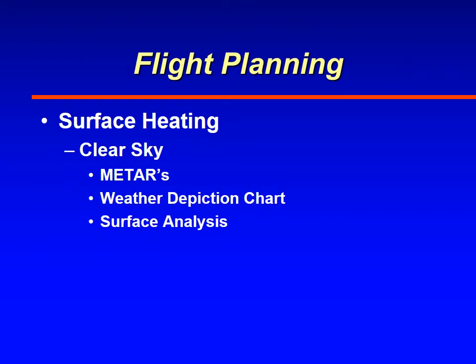So first, there are two different things that cause convective turbulence: either surface heating or cold air moving over a warmer surface. We're going to look at surface heating first. And of course, the turbulence caused by surface heating is usually found during the summertime when the sky is clear and the sun is high in the sky. So looking for clear skies, of course, what kind of weather products? Well, you can look at METARs or weather depiction charts. Surface analysis will tell you if there's clear skies.